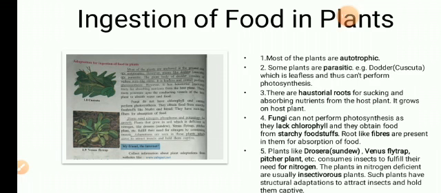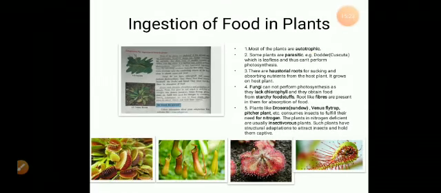Now, some plants need nitrogen, phosphorus and potassium for growth, but they grow in a soil which is deficient in nitrogen. Deficient means there is a shortage or there is absence of nitrogen in that soil. So there, plants like the Drosera, that is the sundew plant, the Venus flytrap, the pitcher plant, they fulfill their needs for nitrogen by consuming the insects. Adaptations are seen in these plants which serve to attract insects and hold them in captive.